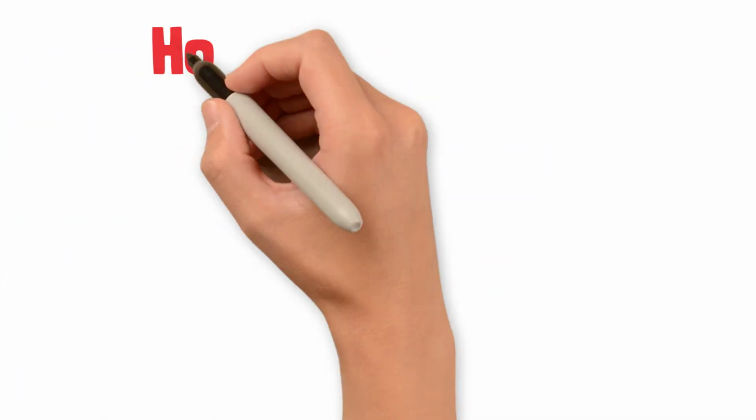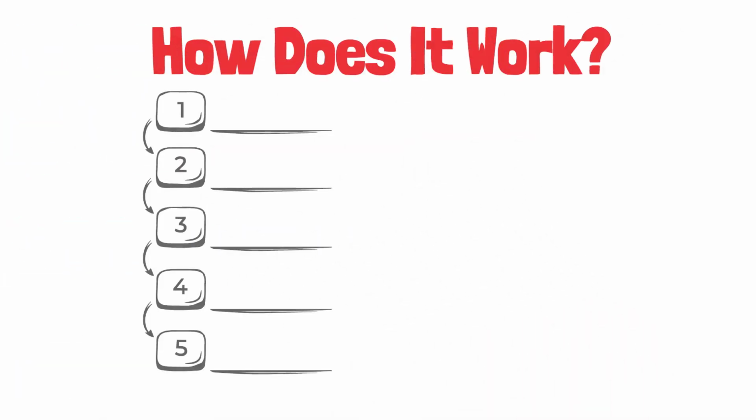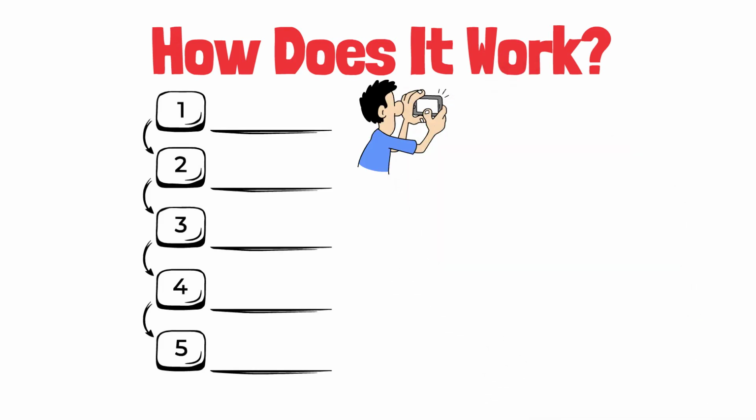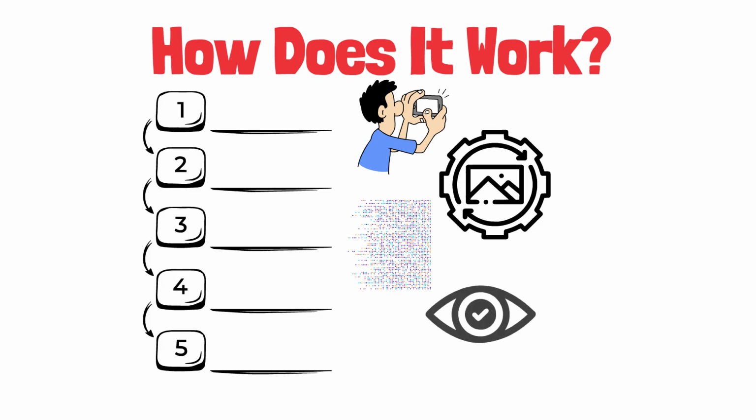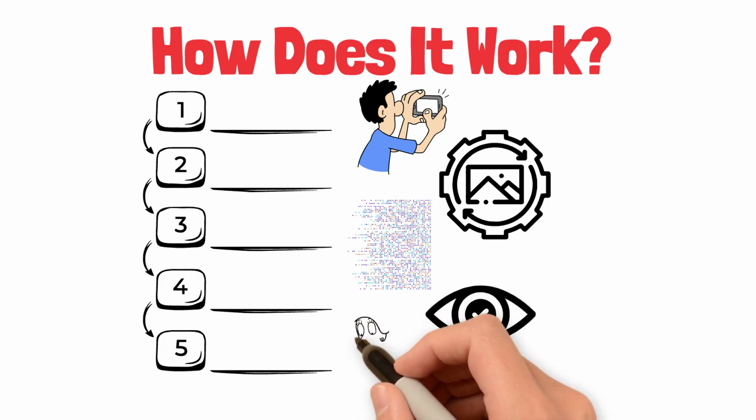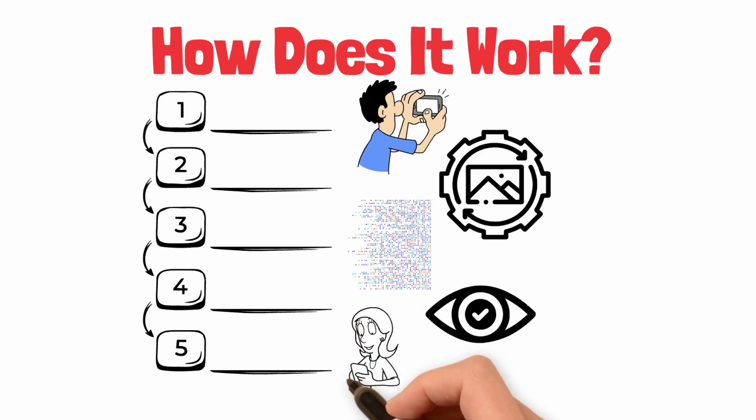How does it work? Here's a simple step-by-step of what happens. Image capture. A camera takes a photo. Image processing. The computer turns the picture into numbers. Feature detection. It looks for patterns like lines, colors, or shapes. Recognition. It says, aha, this is a dog, or that's a human face. Action. Based on what it sees, it can do something, like open your phone, stop a car, or send an alert.